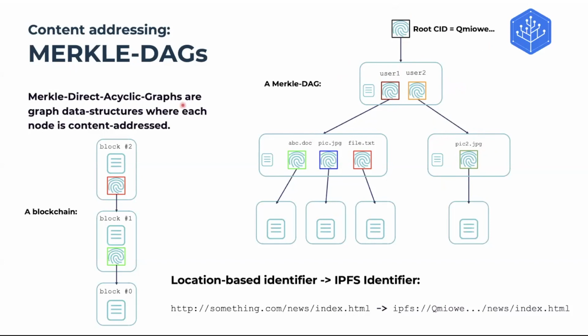This is used in the IPFS ecosystem, and in particular by IPLD, to realize the transition from location-based identifiers to content-based identifiers. So we see down here what the equivalent of an HTTP request would look like: ipfs:// and then you would have the CID.